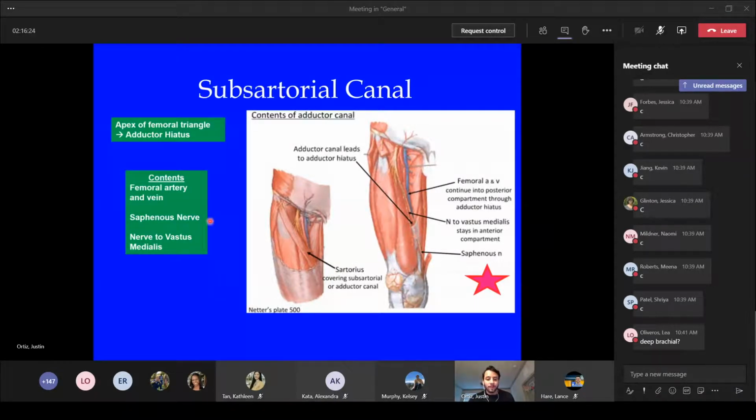So I would note the contents on here. It's definitely testable. I would also note saphenous nerve because he never talks about that, and it's going to be part of the subsartorial canal. So when you think about saphenous nerve, think about that's part of the subsartorial canal, as well as the other contents. I put this little image just to help you understand where this actually is located, which would be right here, because we removed the sartorius.